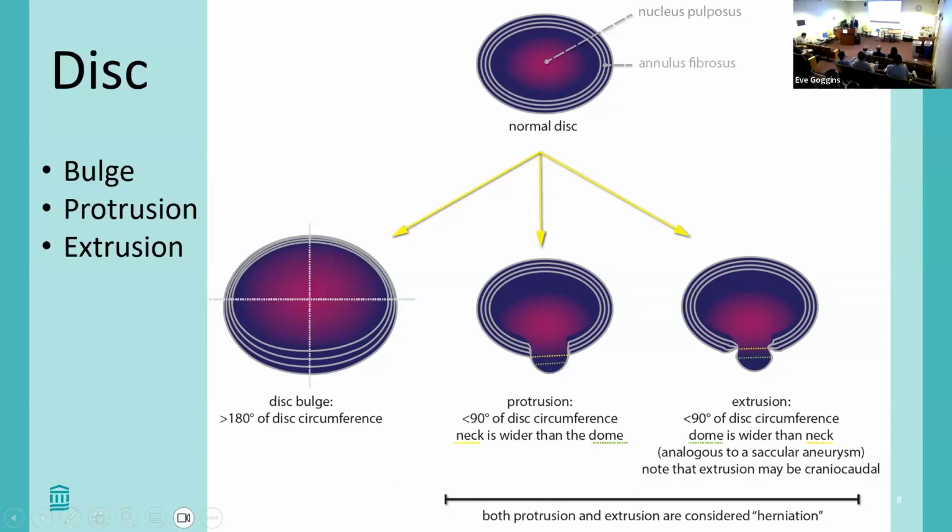I would not use the term herniation. That's more of a layman's term. Technically, protrusion and extrusion are both herniations, but it's not specific. So either say protrusion or extrusion rather than saying the word herniation.